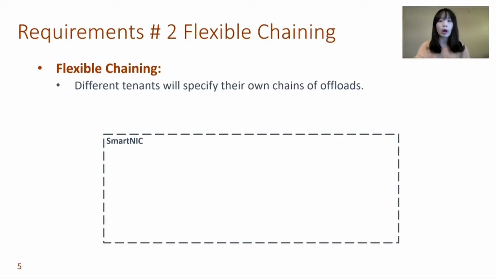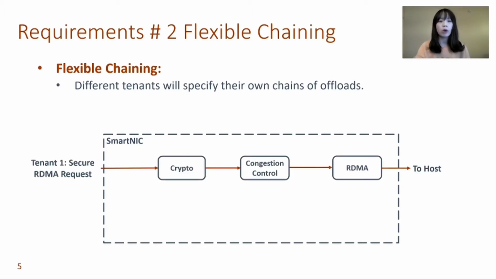The second requirement is flexible chaining. Some tenants may have multiple offloads running on the NIC. Thus the NIC should allow each tenant to specify their own chain of offloads. For example, when tenant 1 offloads secure remote memory access onto the NIC, the offload chain should be composed of crypto, congestion control, and RDMA offload engine.